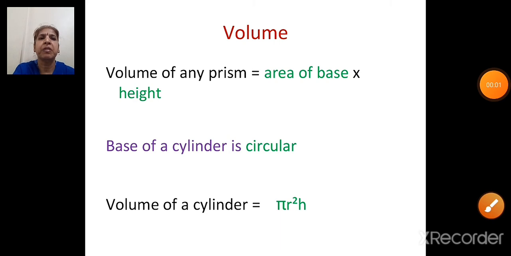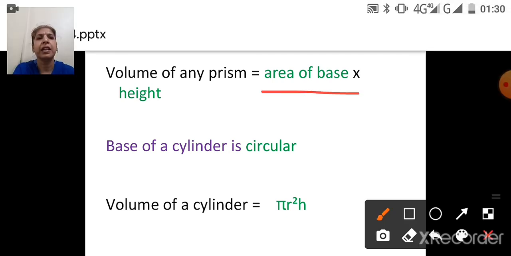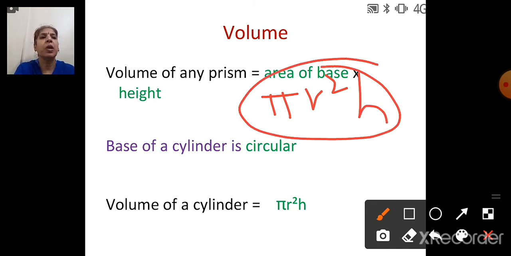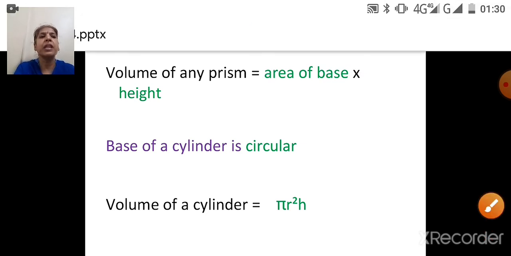Now volume. Volume of any prism is equal to area of base into height. Now the volume of a cylinder. The base of a cylinder is circular and the area of a circle is pi r square, and we have to write the height. So this is the formula of volume, pi r square h.